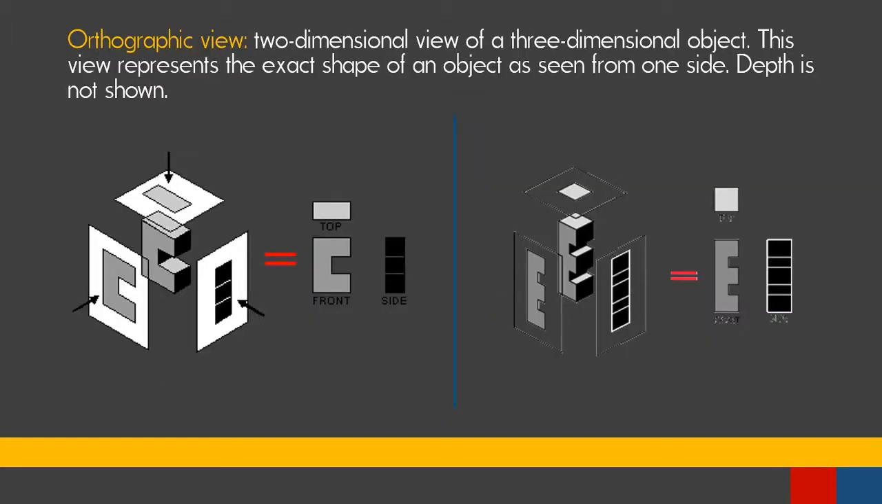Orthographic view. This is a two-dimensional view of a three-dimensional object. This view represents the exact shape of an object as seen from one side. Depth is not shown. So as you can see in this picture, we have the 3D object, and then we have the top view, the front view, and the side view. So these are the orthographic views.